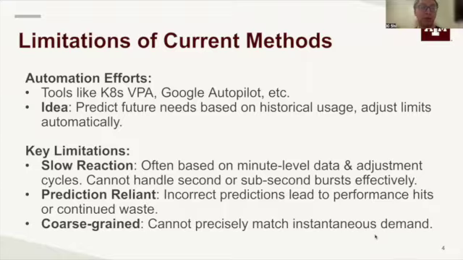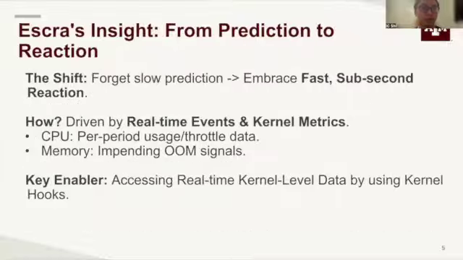Because of this, people try to allocate extra resources to ensure safety. People still tend to over-provision, and this leads to resource waste. So, how can we do better? Can we manage resources faster and more accurately? Escra tries to give the solution.